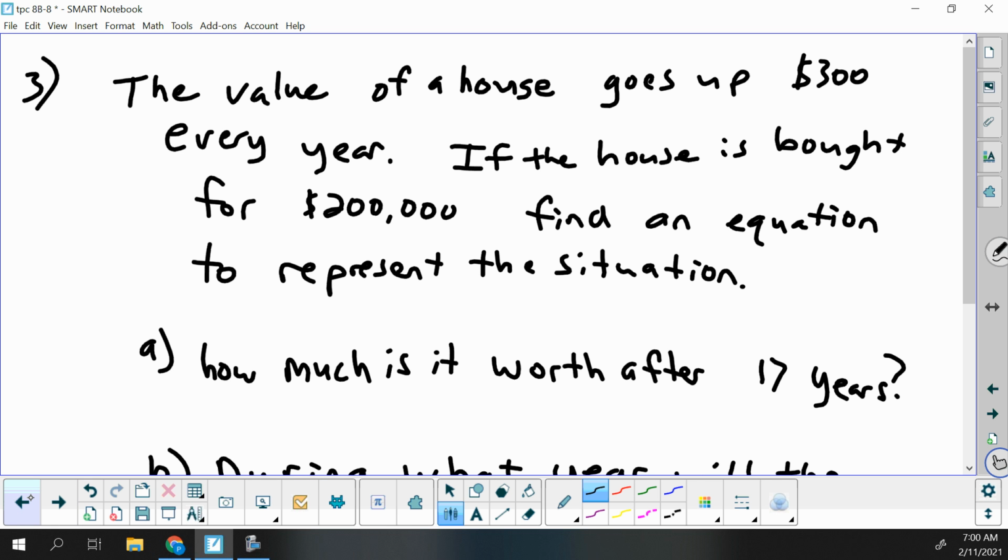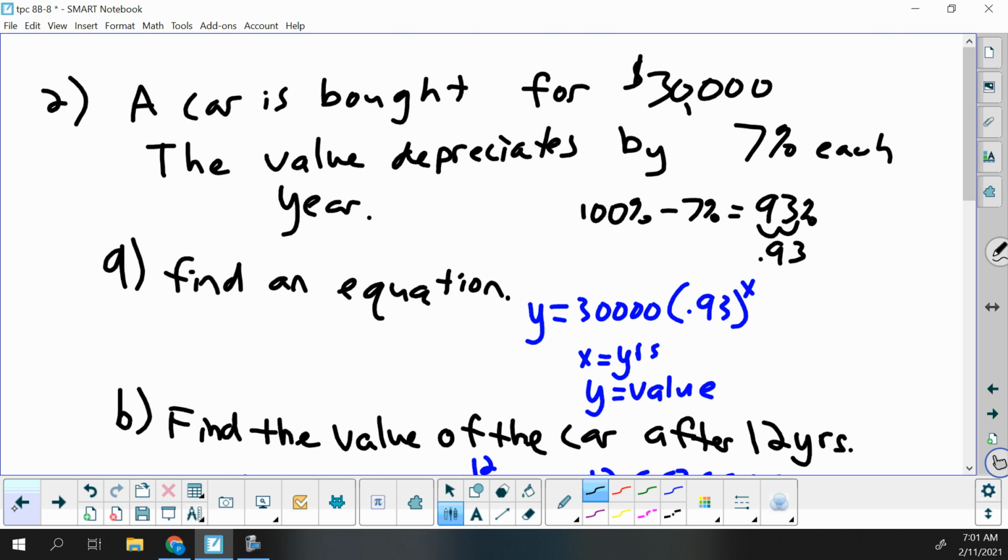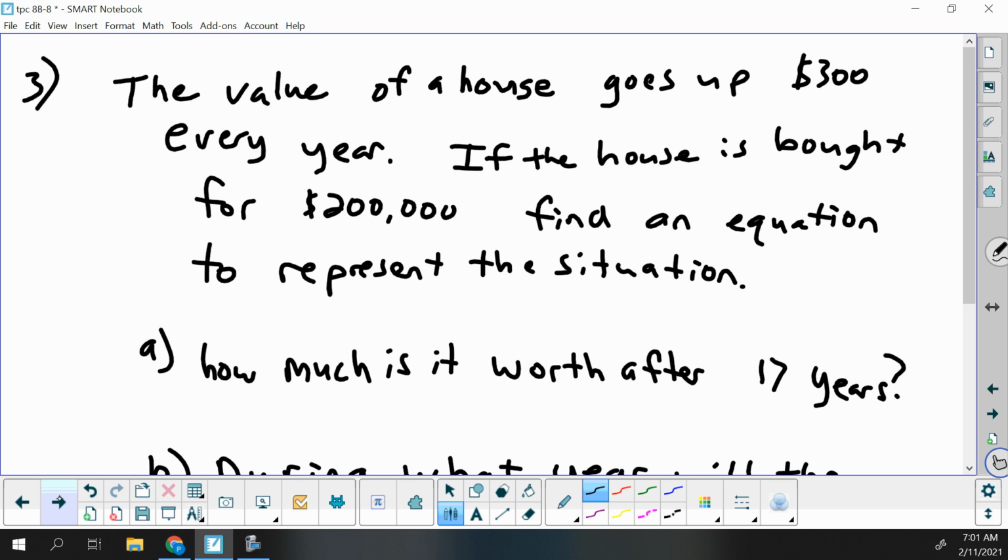So one last one we're going to look at. And I guess I should mention back here, anytime it's a percent that it's increasing or decreasing by, we should know it's exponential. Okay, the only difference is if you were growing by that percent, we would have added the 7% to 100% instead of subtracting it.